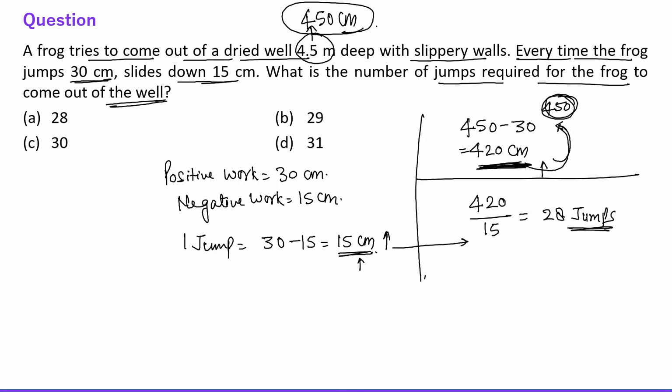So in 28 jumps he is actually reaching 420 centimeters, and we need to find the answer for 450 centimeters. So after that, one more jump will be required for him to reach the top. So 28 plus 1, 29 jumps are required for him to reach the top. The correct answer is 29 jumps.